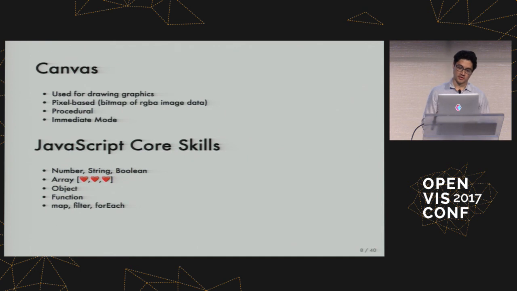In order to program on Canvas, we're going to need to use JavaScript, which means we're going to need to use numbers, strings, booleans, arrays, which are a great data structure if you're interested in visualization. They have a scary name, arrays. Functions also have a scary name. Don't worry about it. They're cool. Methods on arrays, like map, filter, and forEach.